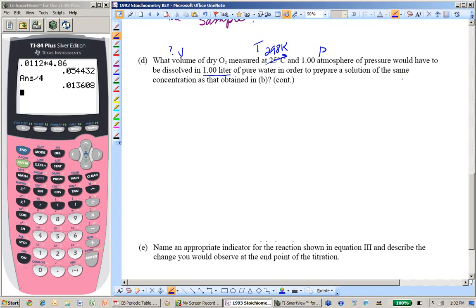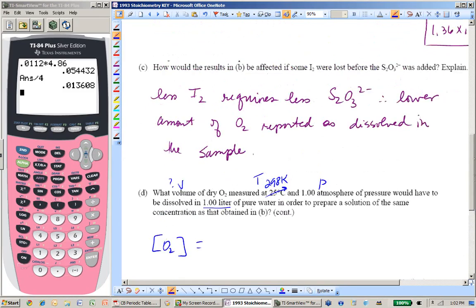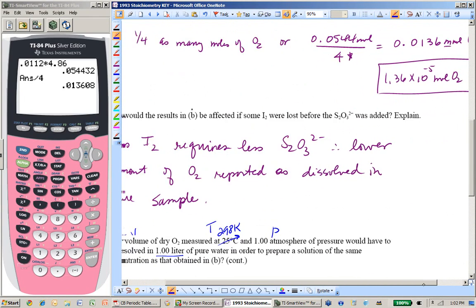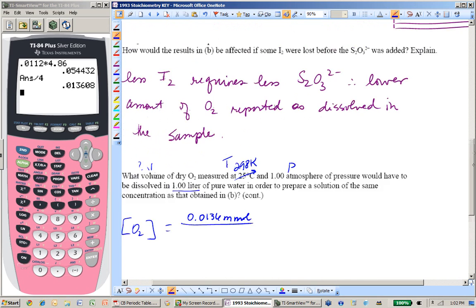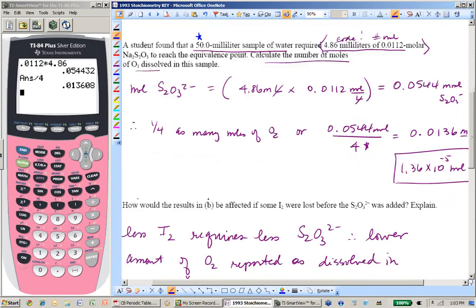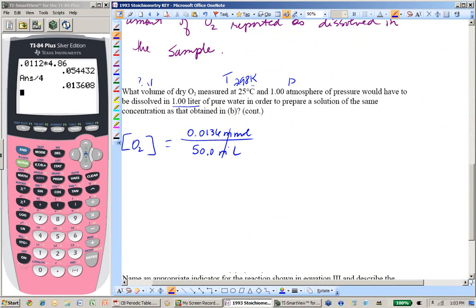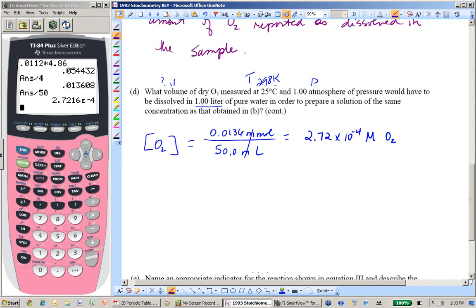Okay. Well, I need to know what that concentration was. They had me in B calculate moles. I just need to know what that is in concentration. So let's start there. The concentration of O2 in moles per liter, which is what the square brackets mean, is my answer from B, 0.0136 millimoles. If you like moles better, that's okay. And back up on B, I was also told it was a 50 milliliter sample right here. So that is 50.0 milliliters. The millis cancel and I get moles per liter, as expected. So the number that's sitting there divided by 50 is times 10 to the minus 4 molar. So that's how much oxygen that I have going on.